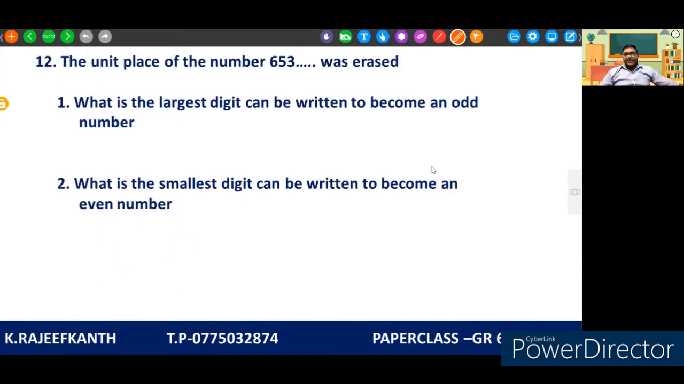Question number 12. The unit place of the number 653.